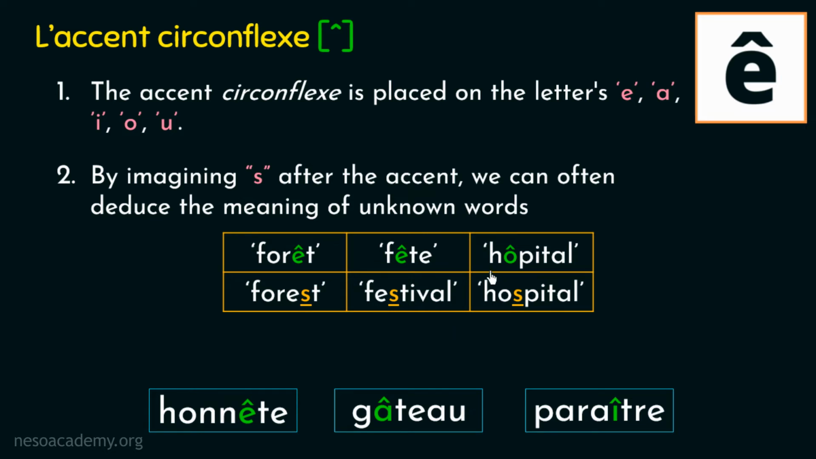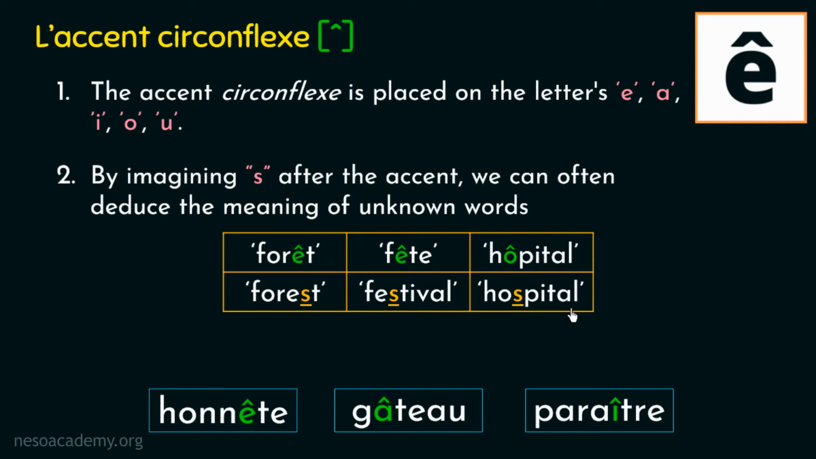Now have a look at the third example, that is hôpital, hôpital. So in this example also we will imagine an S after the accent circonflexe. So here we have the accent circonflexe in this word, and after imagining an S after this accent, we will get hospital, isn't it? So the meaning of this French word hôpital is hospital. So I really hope that you enjoyed this trick.